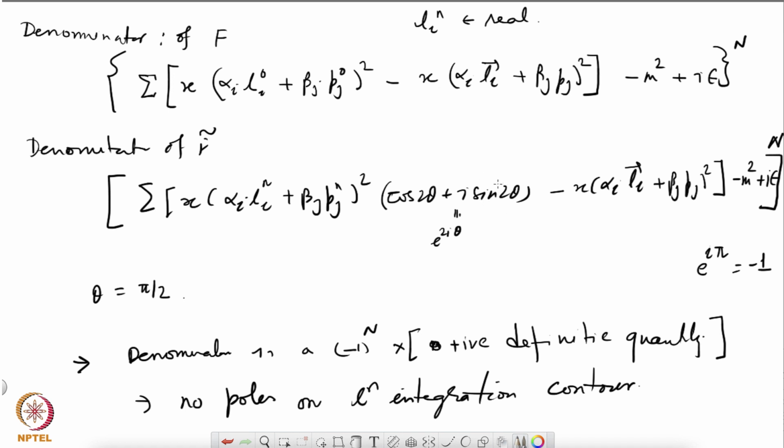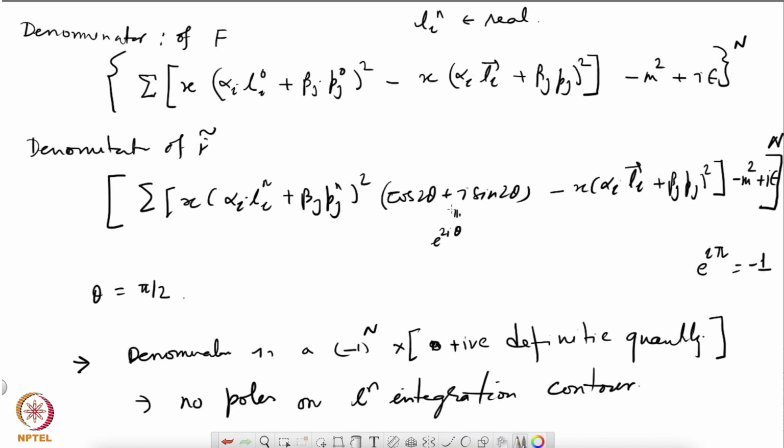Now sine 2 theta will be positive when theta ranges in the region 0 to pi by 2. So that's positive. Okay, this overall coefficient which multiplies this is also positive. So the imaginary part, and here also epsilon is positive. Okay, so here the imaginary part is positive, definite.